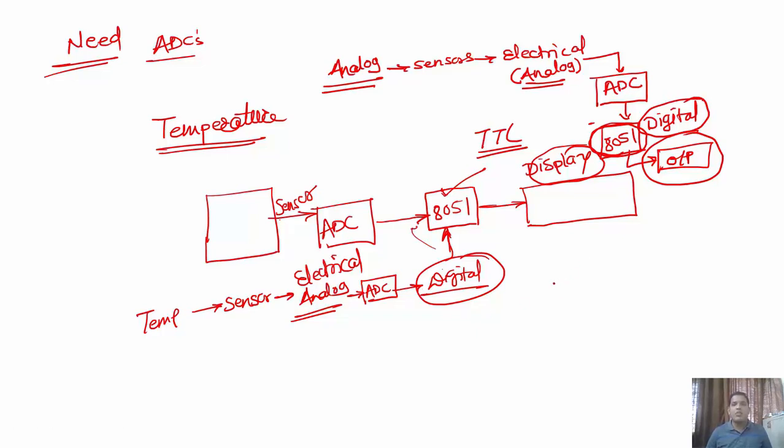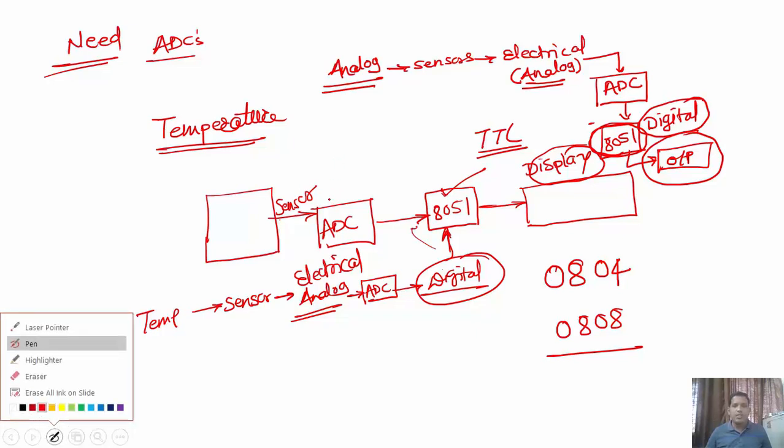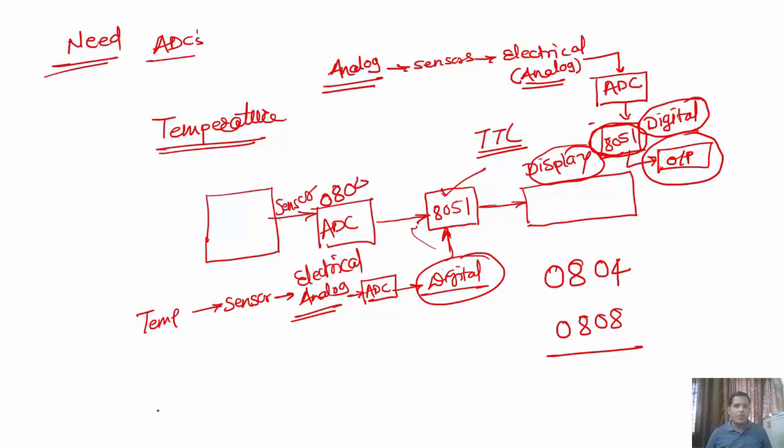Basically there are two different ICs that we can interface. The first one is the 0804 and the second one is the 0808. Here I can use either the 0804, or as per my requirement I may go with the 0808. Either of these ICs can be used as an analog to digital converter, which accepts the analog input, processes it, and produces the digital data, and this digital data is readily given as an input to your 8051 microcontroller.